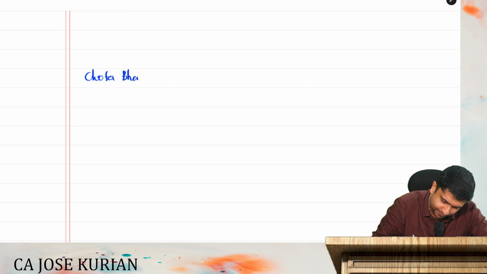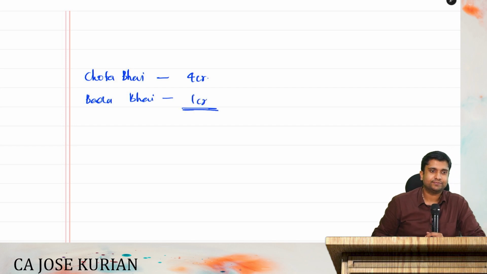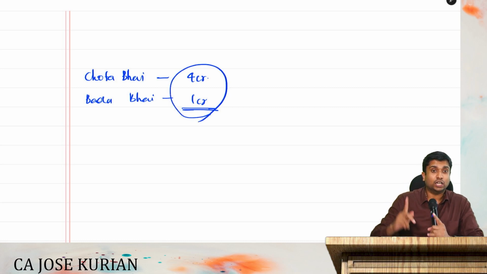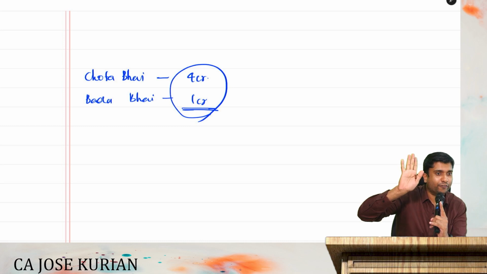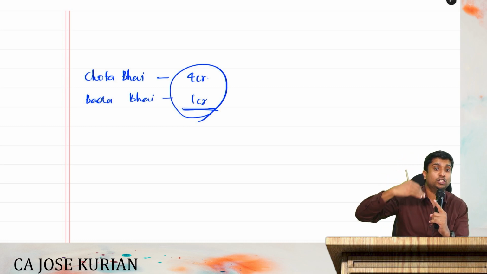Now, say chota bhai's income is 4 crore. Bada bhai's income is 1 crore. How will the surcharge liability be? All together they have crossed how much? 2 crores, not 5 crore. They haven't crossed 5 crore. So what we can say is they have crossed 2 crores.